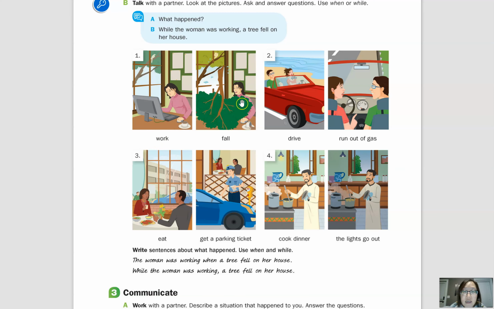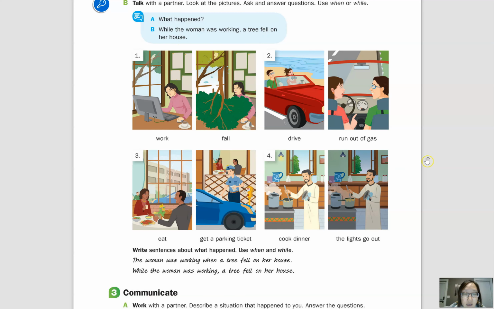and past tense with this activity. So, if you look at the conversation, it says, what happened? So, this question is a past tense question. So, we can say, while the woman was working, a tree fell on her house. So, a tree fell is the past tense answer. A tree fell on her house.